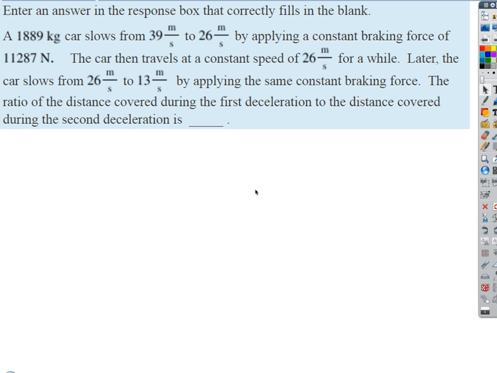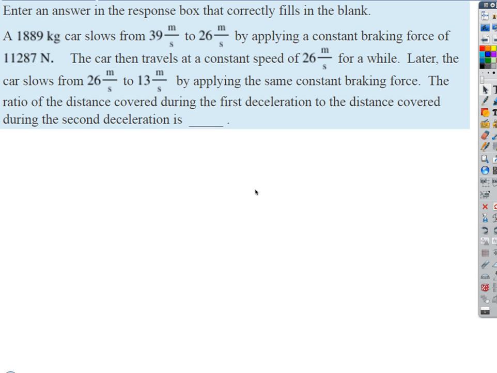Okay, so what about a situation like this where we've got this car? Look what this car is going to do. There's a problem like this on the 11.1 assignment also. You don't even need the mass of the car. For example, on the pre-calc version of the assignment, I didn't even give you the mass or the braking force. You don't need either one. They'll cancel out. I want you to see how that works, maybe.